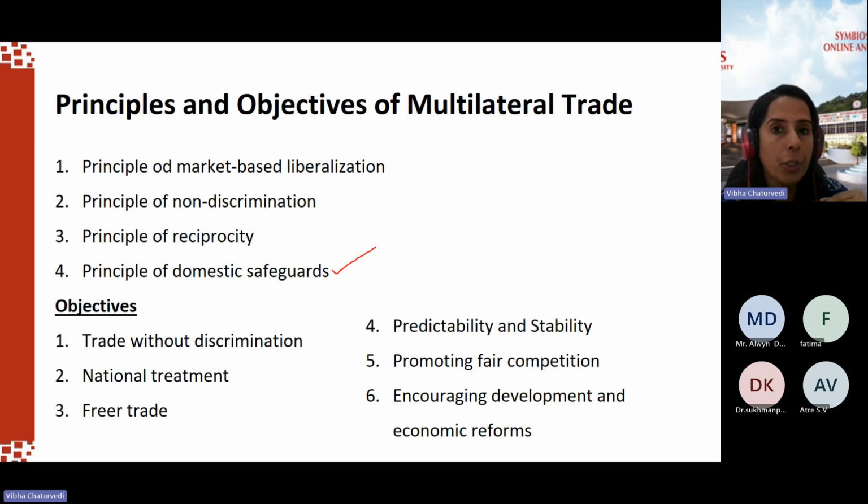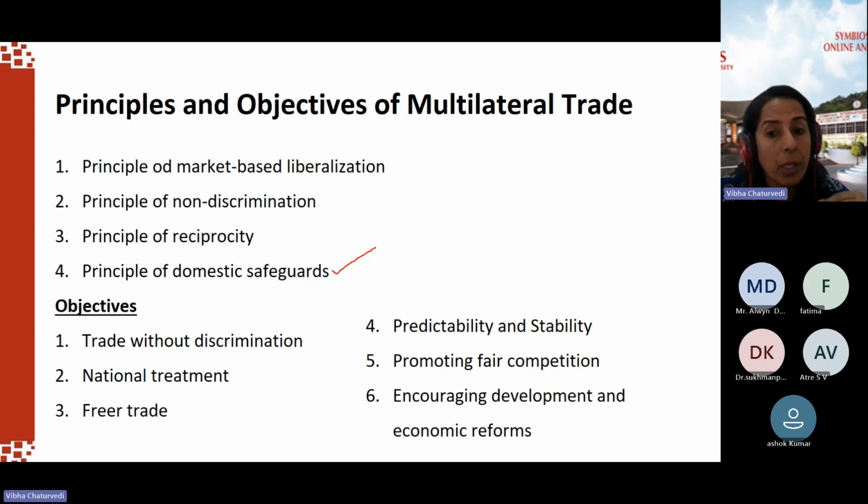Promoting fair competition: you must, as a country, allow competition to be fair. The MFN clause is there, so no discrimination. Subsidizing your own industry is one way in which you impede fair competition in your country, because the products that come from outside are unable to compete with the subsidized products that are indigenously produced.